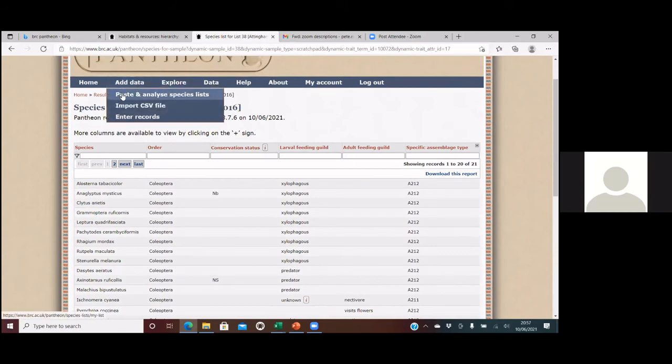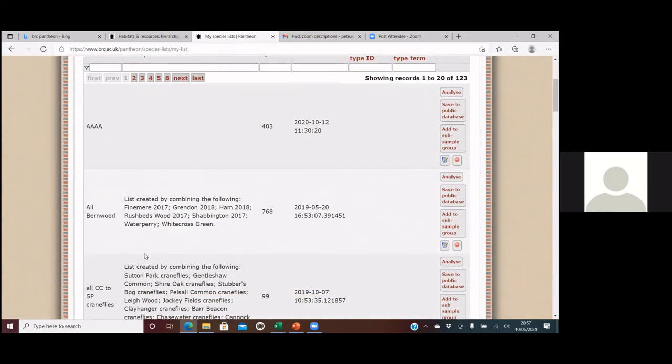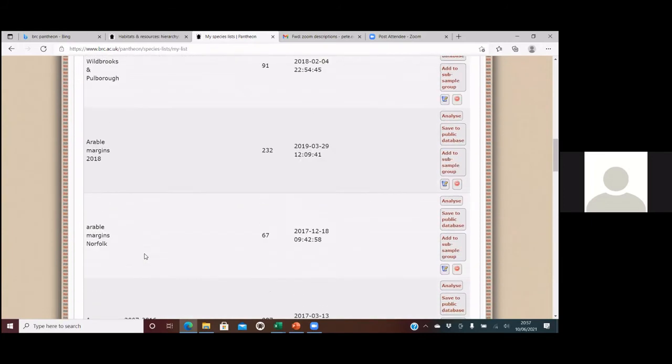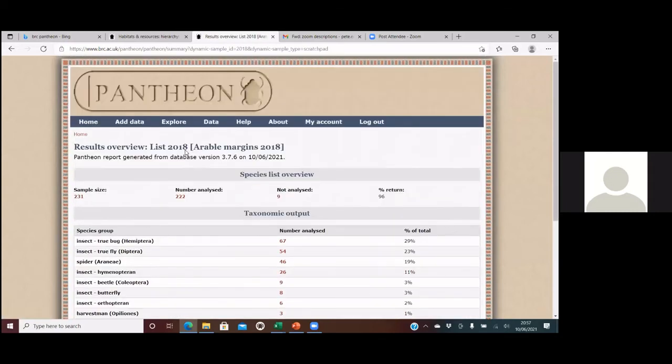Finally, we'll very, very quickly look at the arable margins next, and then we'll be done in a couple of minutes. So this is only part of the data set. This was from 2018, and we can analyze that.